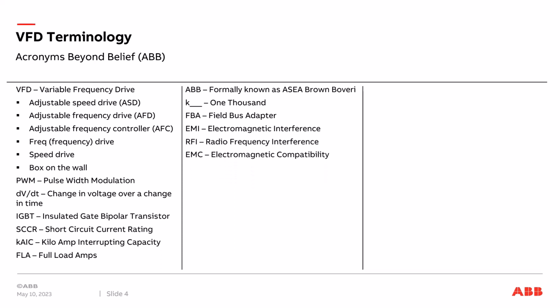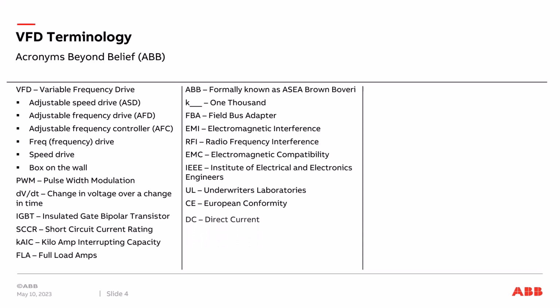EMI is electromagnetic interference, RFI is radio frequency interference, and EMC is electromagnetic compatibility. IEEE is the Institute of Electrical and Electronics Engineers. UL is Underwriters Laboratories. CE is European conformity. DC is direct current. AC is alternating current.